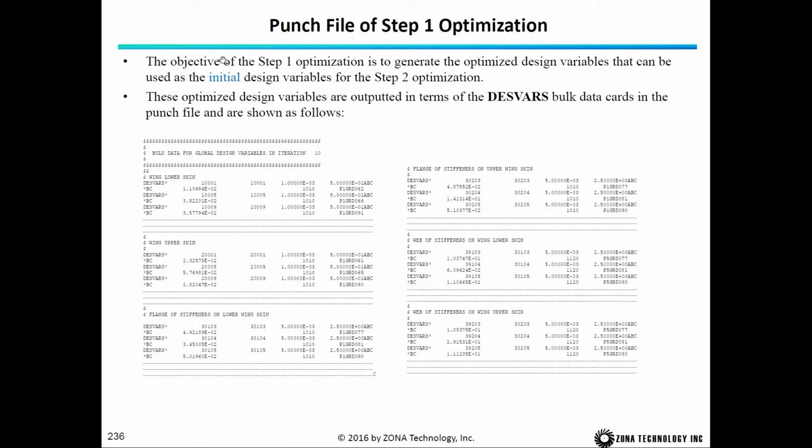Then the objective of the step 1 optimization is to generate the optimized design variables that can be used as the initial design variables for the step 2 optimization. These optimized design variables are output in terms of the DESVARS cards in the punch file. So we punch out the final design value of each DESVARS.